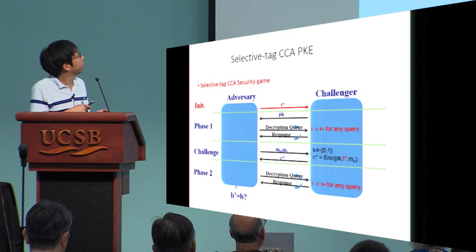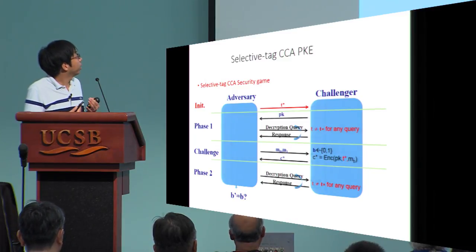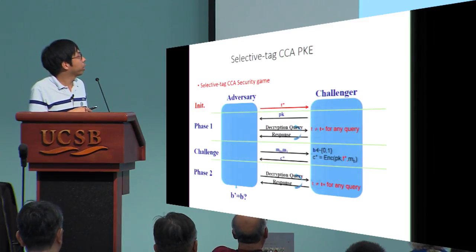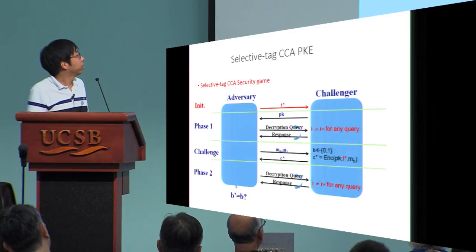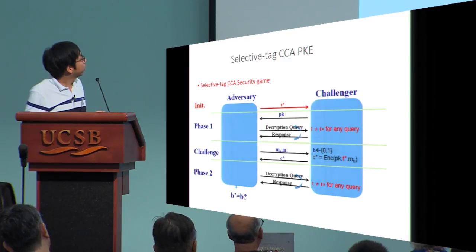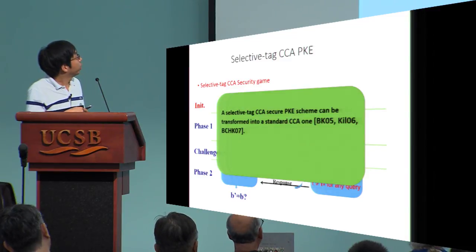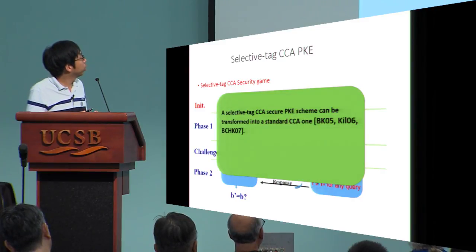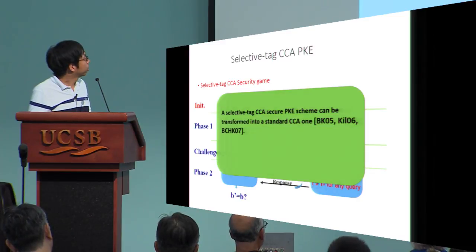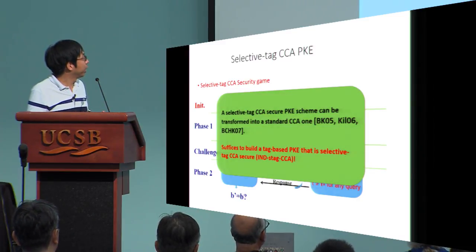And for a tag-based CCA secure scheme, at the beginning, the adversary has to commit to a tag. Okay, and then the challenger only answers decryption queries for other tags. So here's the difference. And we know that if we already have a CCA secure tag-based PKE, then it can be transformed into a standard CCA secure PKE scheme without tags using generic transforms. So it suffices for us to just build a tag-based PKE that is CCA secure.